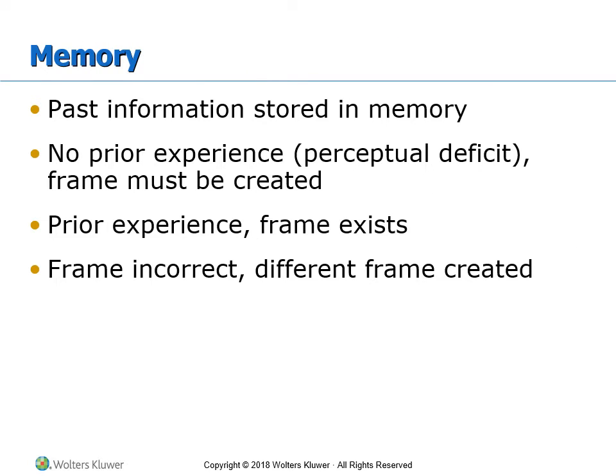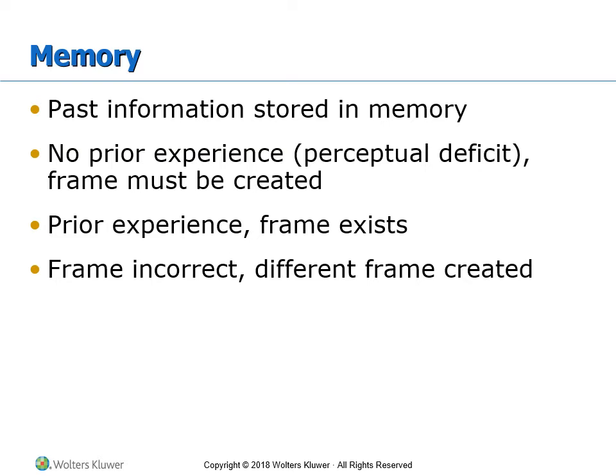All right, so looking at memory, so again, looking at retention of knowledge. So past information is going to be stored in memory. Now, one of the things that helps with memory is that with no prior experience or a perceptual deficit, a frame must be created. And so you see this really evidently in children. So for example, children have a bad habit of calling everything with 4 legs and fur dog. It's not until they have a proper frame: pointy ears, claws, cat; or horns, cow; no horns, dog. And you're like, no, no, no, not all cows have horns, right?